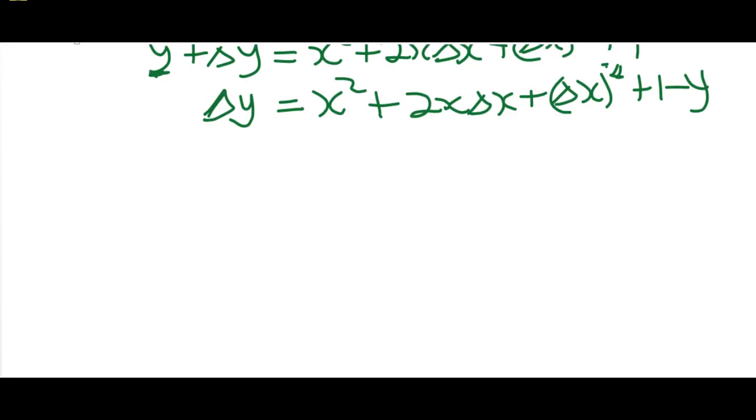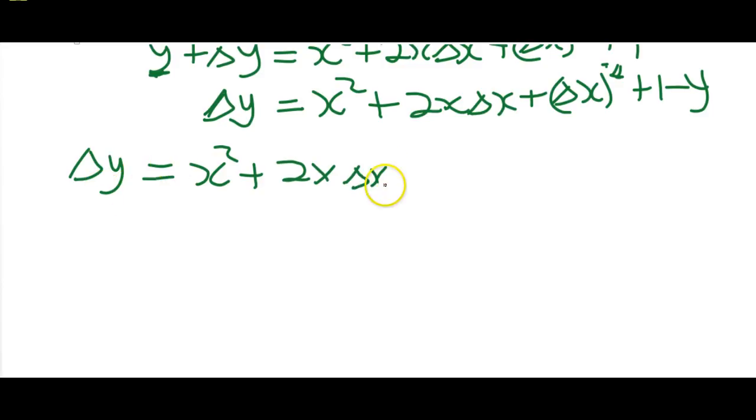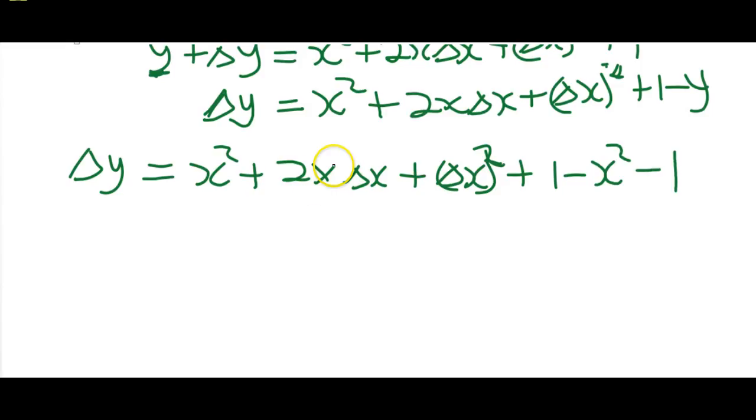But I know that y is equal to x squared plus 1. So I can write again this is equal to x squared plus 2x change in x plus change in x all squared plus 1 minus x squared minus 1. Remember, y was originally supposed to be x squared plus 1, and because of the negative here, it will affect this one to be x squared, and there will be minus 1.